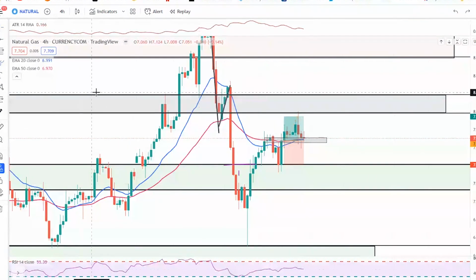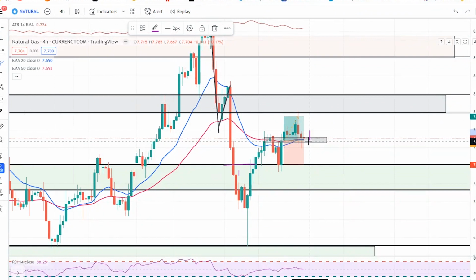So now we look for another bullish candle to take long trades straight to this gray zone, using my ATR as a target. Once we hit this gray zone, if we have a push up and have a bullish signal, then I will take another long entry.